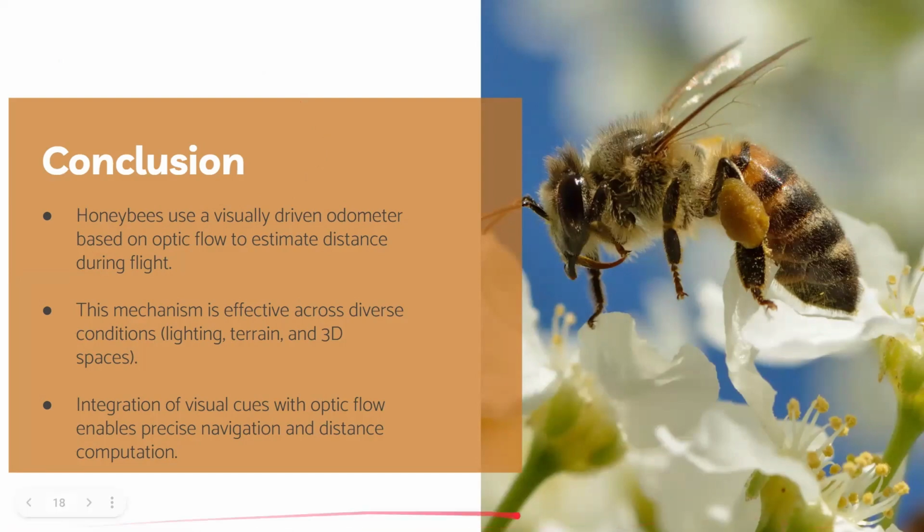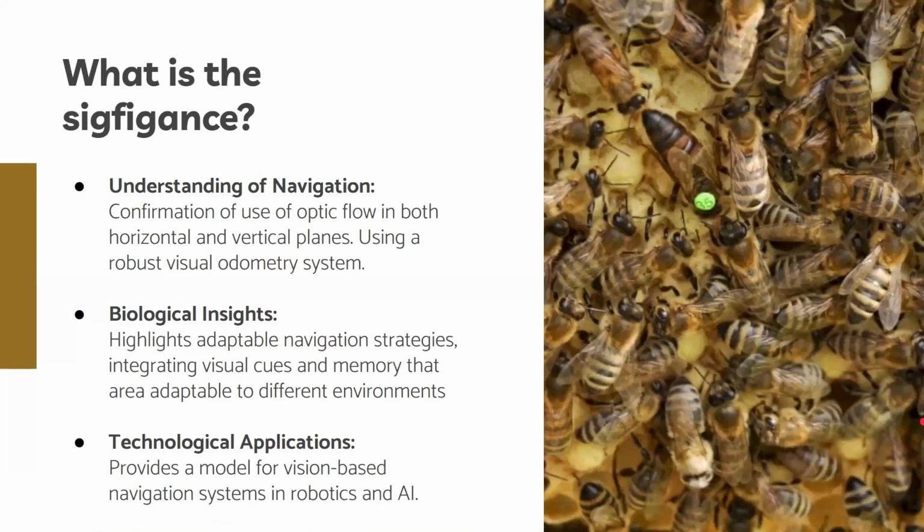So this is very important, just because when we're able to understand how they use navigation, we can confirm that they use optic flow in both horizontal and vertical spaces, which means they have a very robust visual odometry system. And this is just going to highlight how they have adaptable navigation strategies, which integrate visual cues and memory that are adaptable to different environments. Such as we saw with the wind, they're able to go ahead with the wind just fine, just to show that physical effort is not taken into account when they're gauging distance. They just rely on that visual cue.